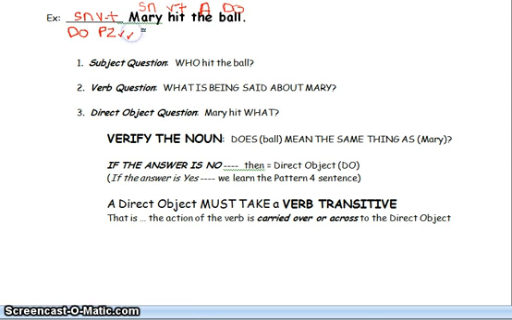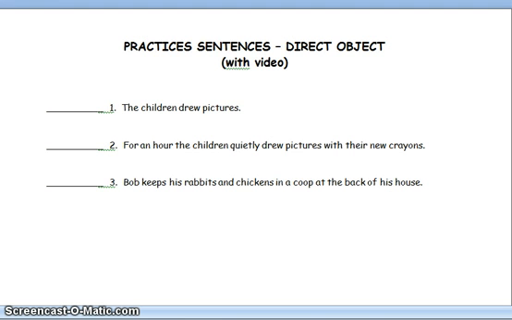There are no prepositional phrases. And now we're going to have a period, statement, declarative sentence, go back to the verb. And everything else is exactly the same. So let's go ahead and try a few sentences. Okay, this should coordinate with the handout that you have in front of you.